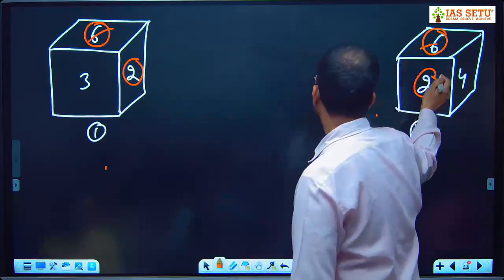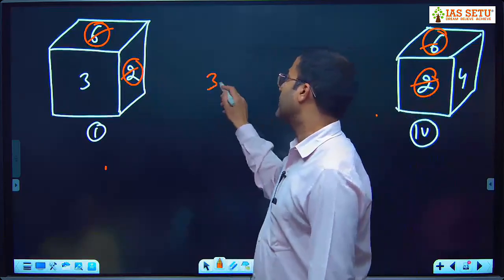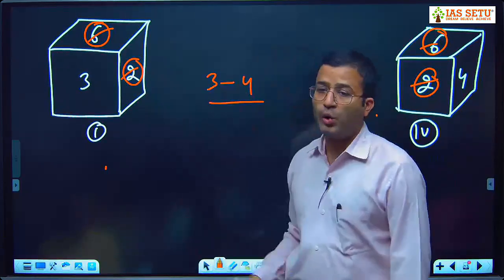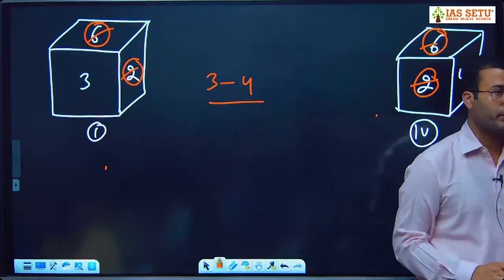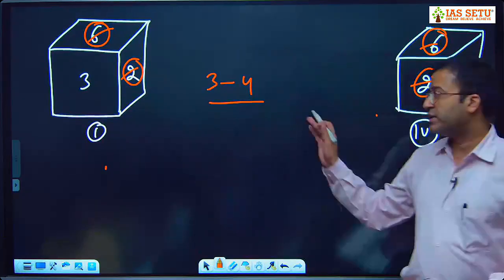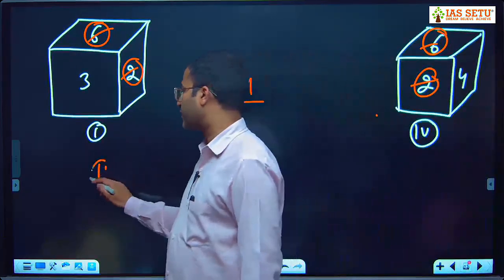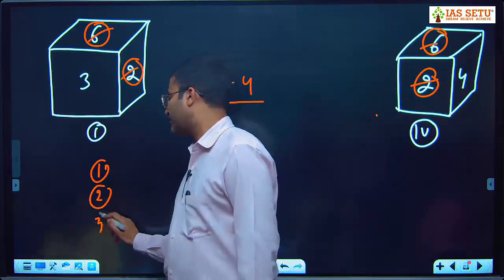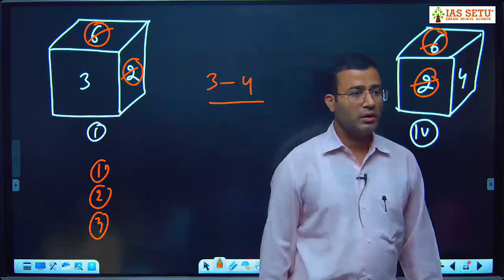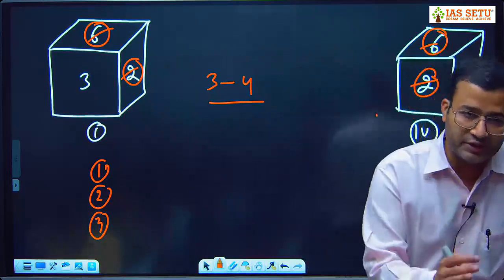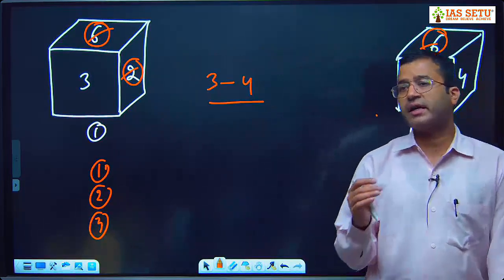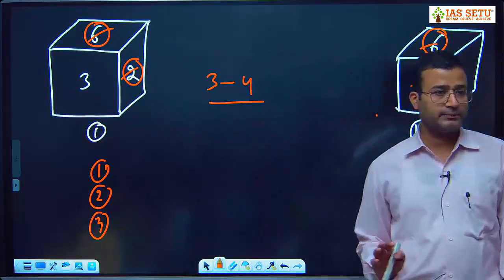6 and 6 cancel, 2 and 2 cancel, 3 and 4 opposite, and this is the only pair we can confirm. So the third statement is also correct because here we can conclude what is opposite of 3, that is 4. Fine. So the answer is D. First statement correct, second statement correct, and even the third statement correct.